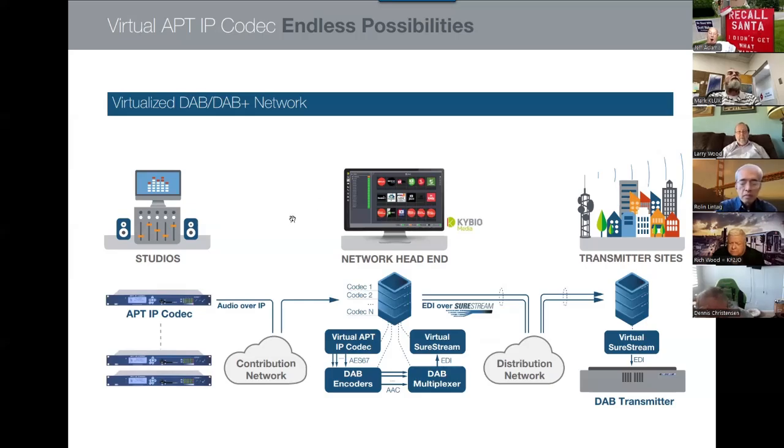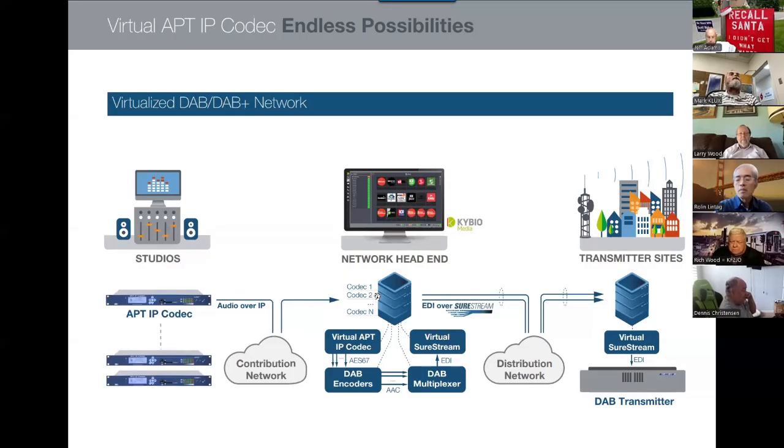This graphic here shows a virtualized DAB network. Now, keep in mind, much of my material is coming from Europe, guys, so you're going to see a lot of DAB stuff, but the concepts are the same. Here's an environment where I'm showing hardware codecs maybe at the studio in a mix with our virtual APT codecs. What you'll see in the middle, under where it says network head end, where I'm going from the studio to the head end, is codec 1, codec 2, codec N, just representing that you can almost on the fly scale these things as needed.